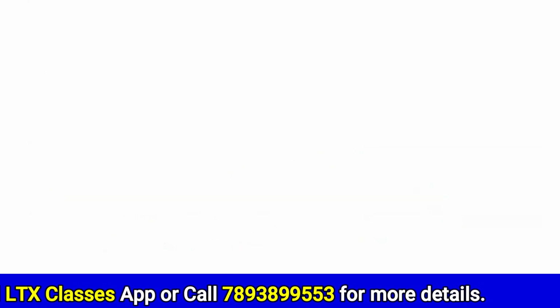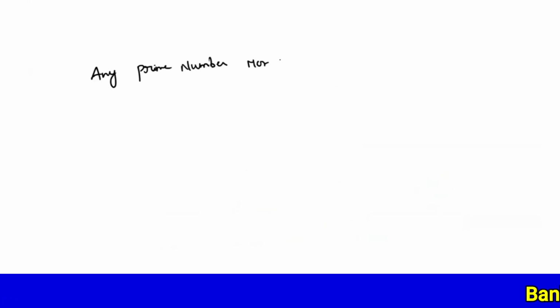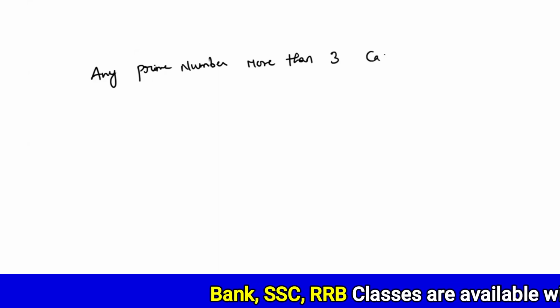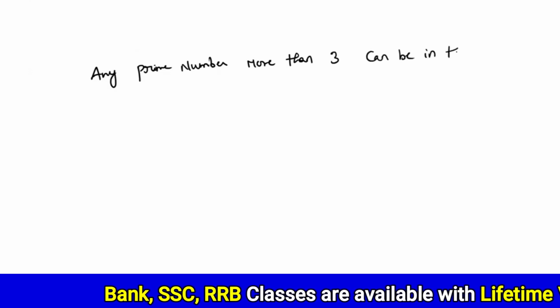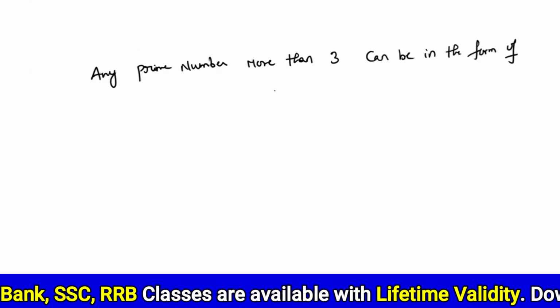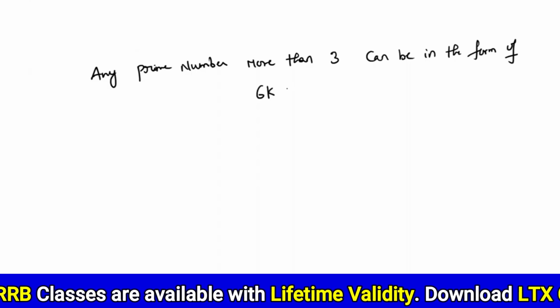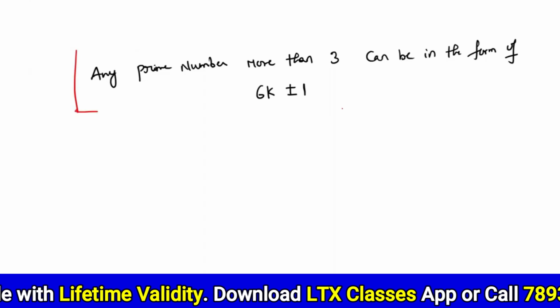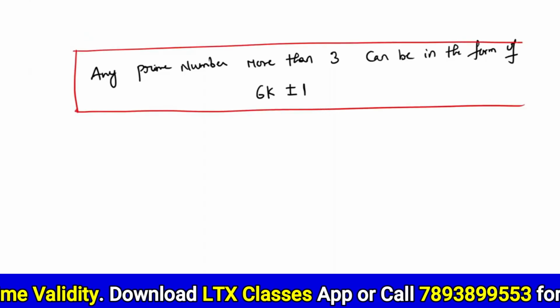Okay, there is one more example here. Understand this. See, any prime number, this is very important. Any prime number which is more than 3 can be in the form of 6k plus or minus 1, and this point is very important.